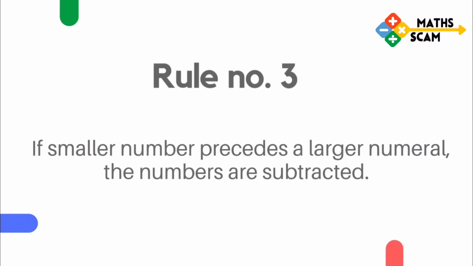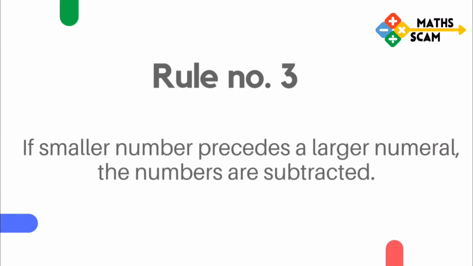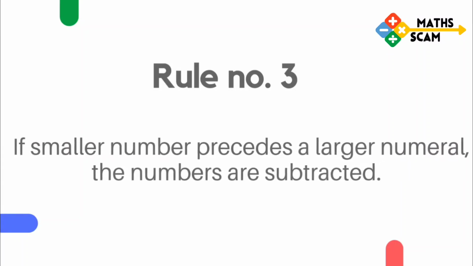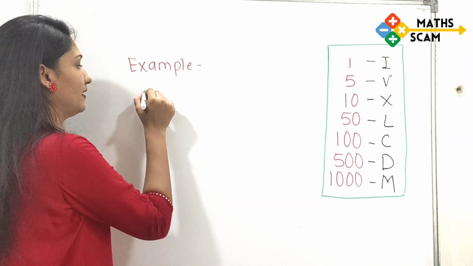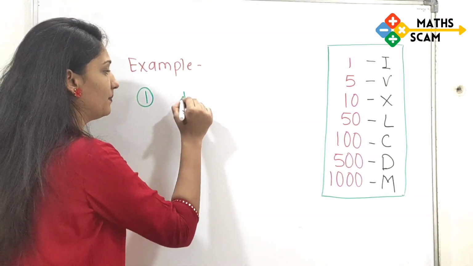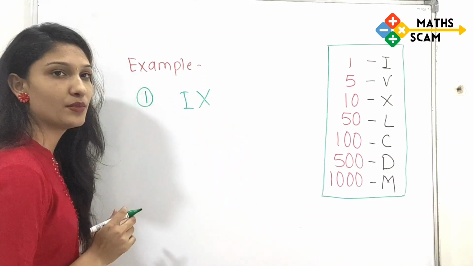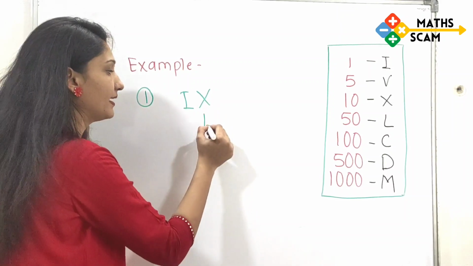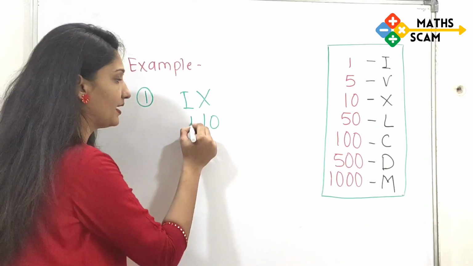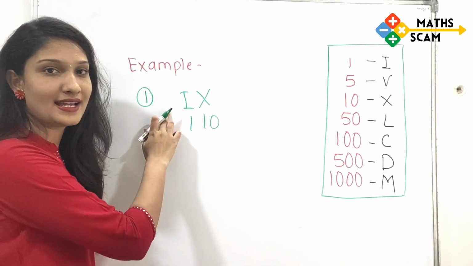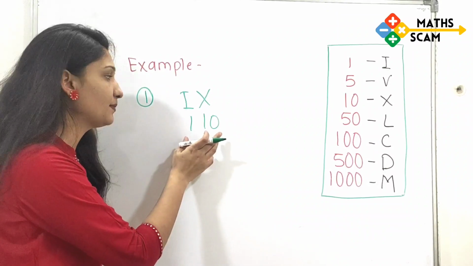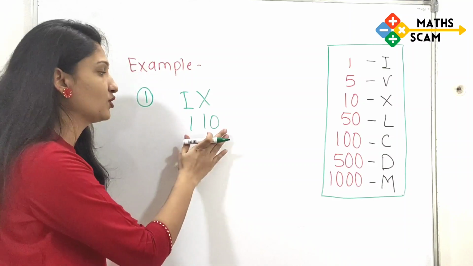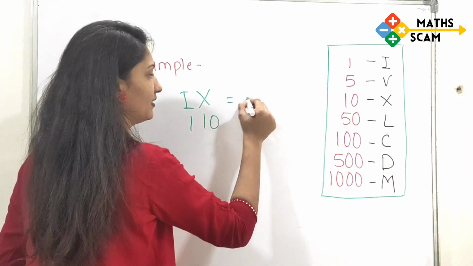Rule 3. If a smaller number precedes a larger number, the numbers are subtracted. For example, IX. X is 10, I is 1. If I precedes the larger number, then it will be subtracted from the larger number. So 10 minus 1, 9.